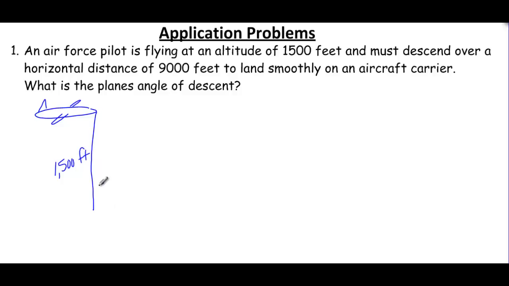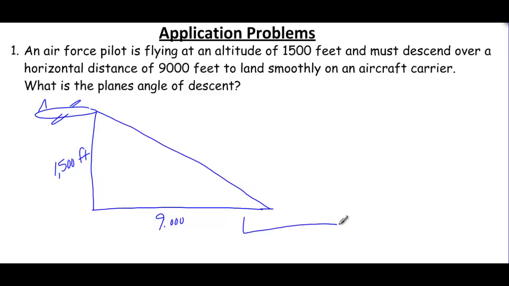Okay, and it says it must descend over a horizontal distance. So here's my horizontal distance of 9,000 feet to land smoothly on some aircraft carrier. Some aircraft carrier is somewhere over here. So it needs to be 9,000 feet away. And again, it doesn't matter really where I draw this aircraft carrier. I can move it away, I can move it closer, but I know the distance it needs to land is 9,000 feet. So that's the part we have to worry about.